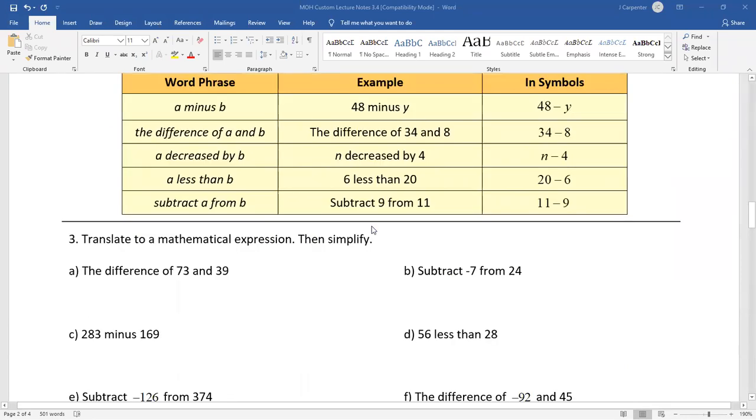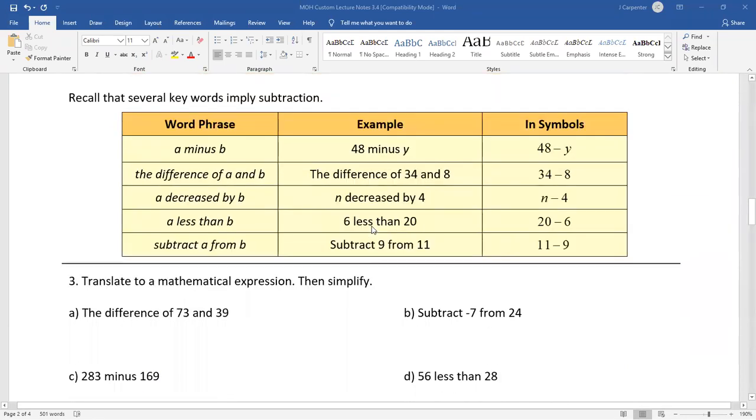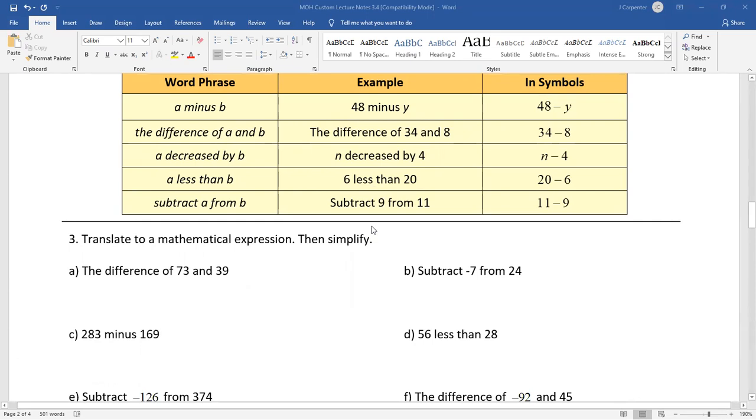Some keywords. And we'll do, I think, A, B, C, and D here. No, I want to do E. I definitely want to do E. So a couple of phrases that are very, very important. Just like we had some and added to, all mean plus. All of these mean to subtract. But some of these are backwards.